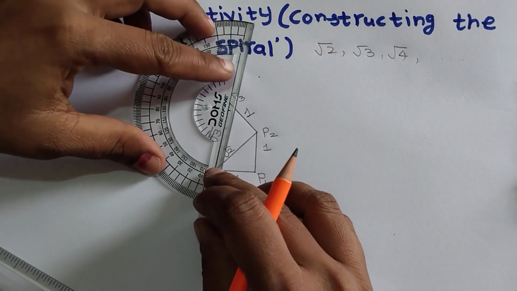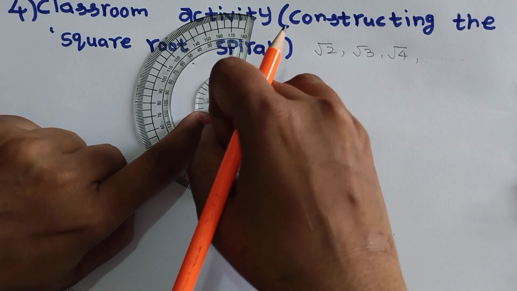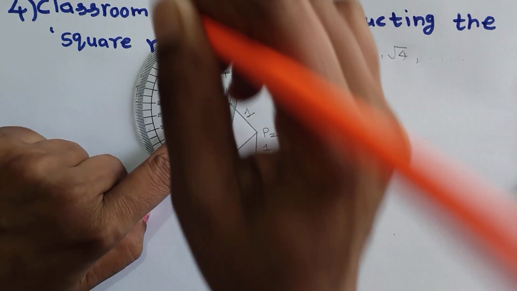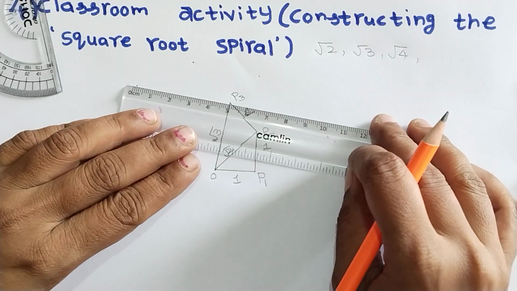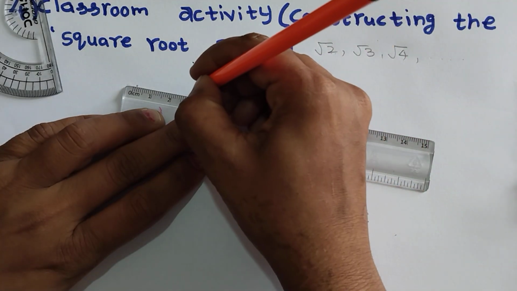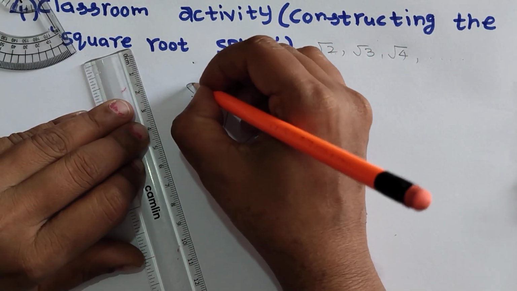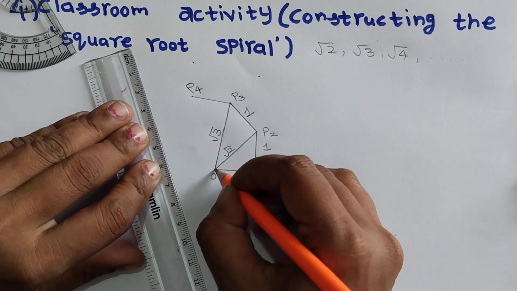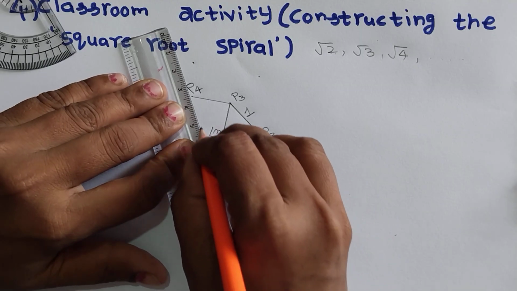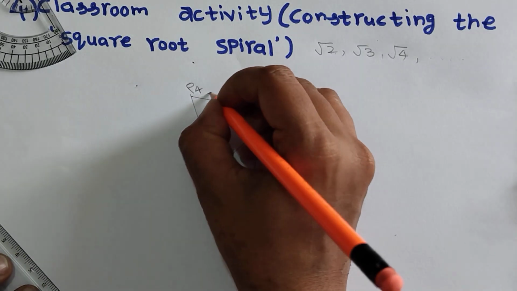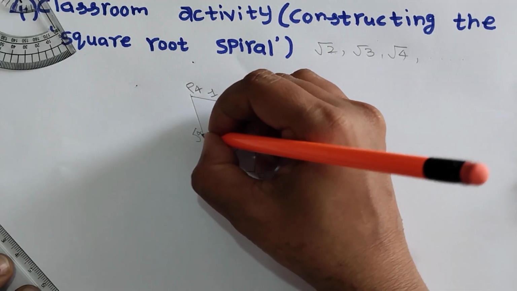From this point P3, again we have to take 90 degrees. Take it till 1 unit. Mark this point as P4. Now we have to join OP4. This is 1 unit. This OP4 is nothing but our root 4.